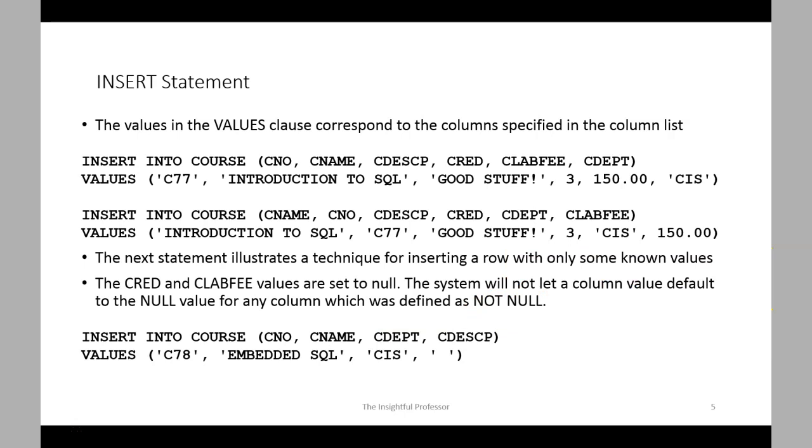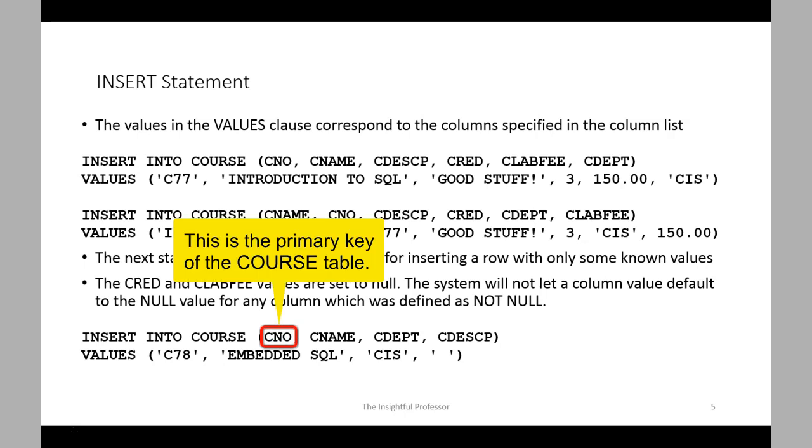Entity integrity refers to the requirement of a unique identifier for a row, that is, a unique primary key value. CNO is the primary key of the course table. In the first three examples that we've shown for the insert statement, we used C77 as the value for CNO. Note that we could not successfully execute all three of these statements because we would be violating entity integrity. At most, one row in the course table can have a value of C77 for CNO, the primary key.